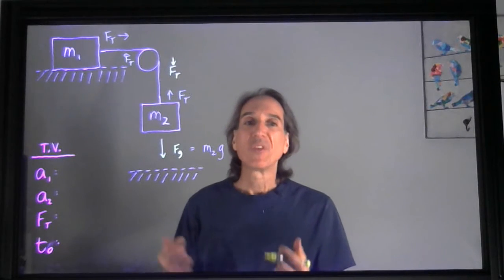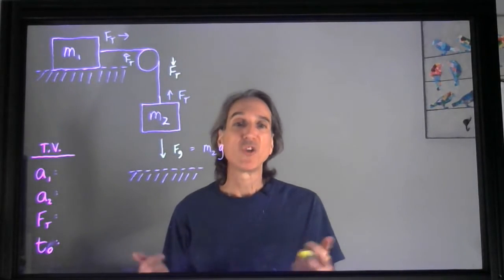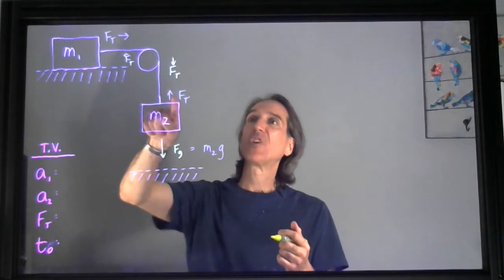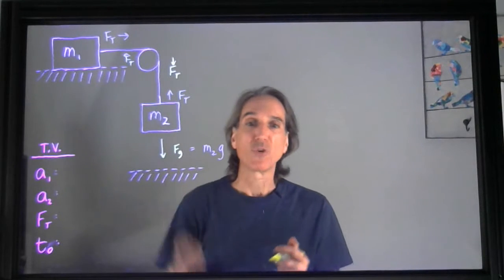Note that the combination of the cable and the pulley only changes the direction of the force applied to M1. That's all that's happening here. The force here is equal to the force here, it's just a different direction.